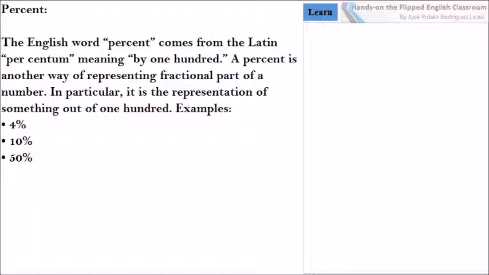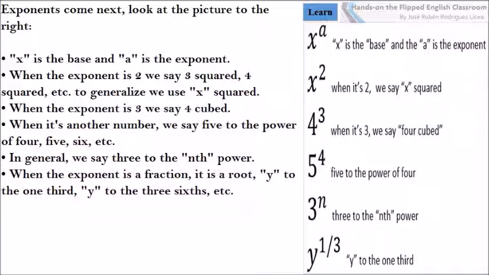Percent. The English word percent comes from the Latin percentum, meaning by 100. A percent is another way of representing a fractional part of a number. In particular, it is the representation of something out of 100. Examples: 4%, 10%, 50%.